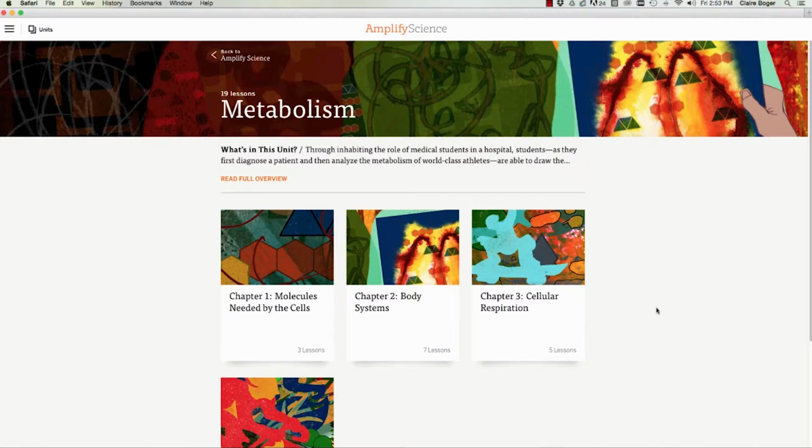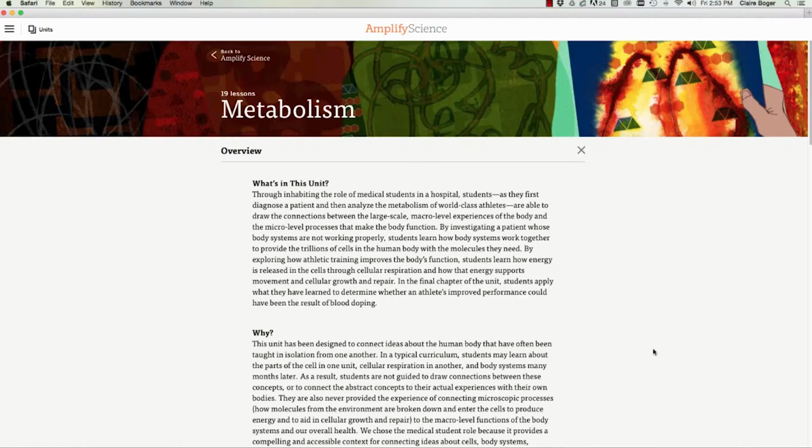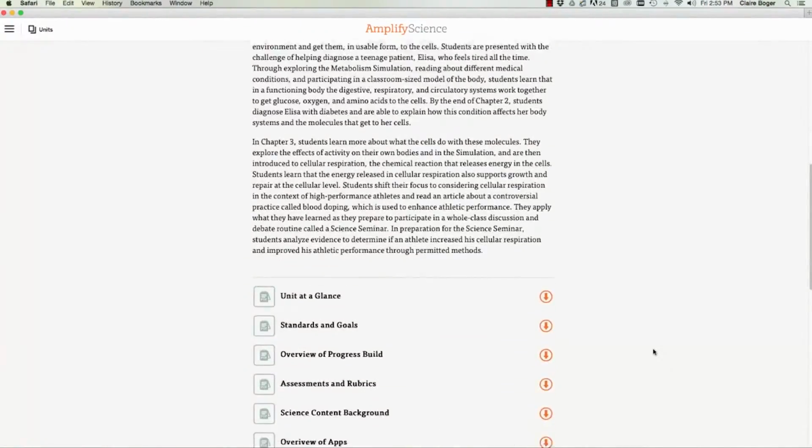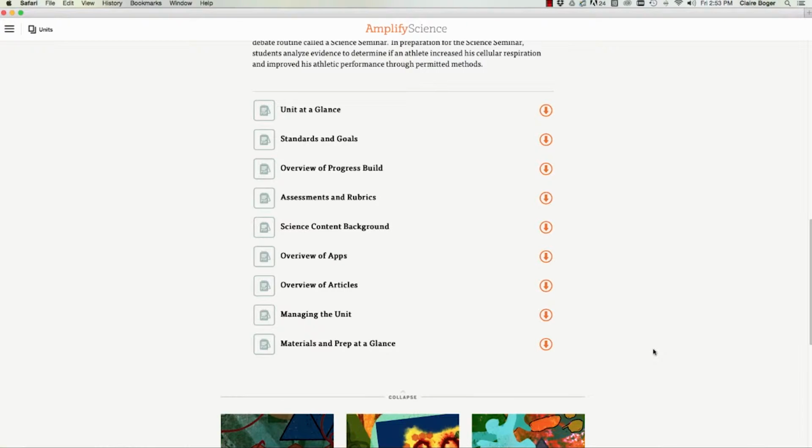The place to start preparing for a lesson is the unit overview. This section provides several documents that explain our approach within the context of that particular unit. Reading these in advance will help the lessons make more sense. In this lesson, you'll be preparing your students to take on the role of a medical student as they learn about the cells in the body.